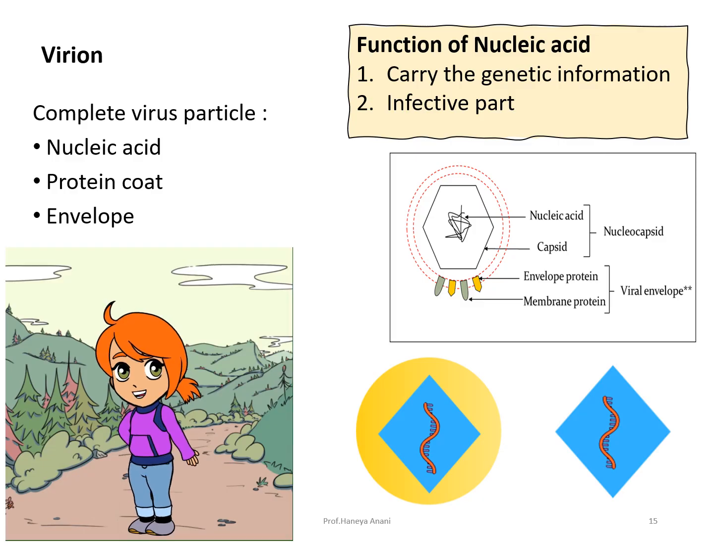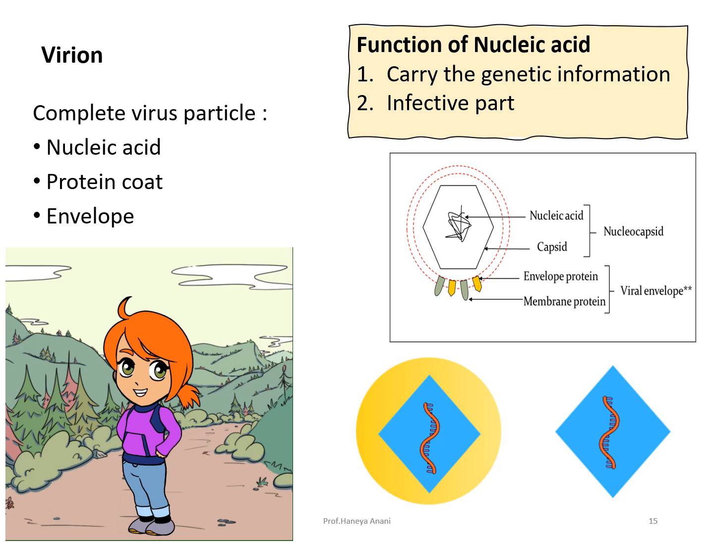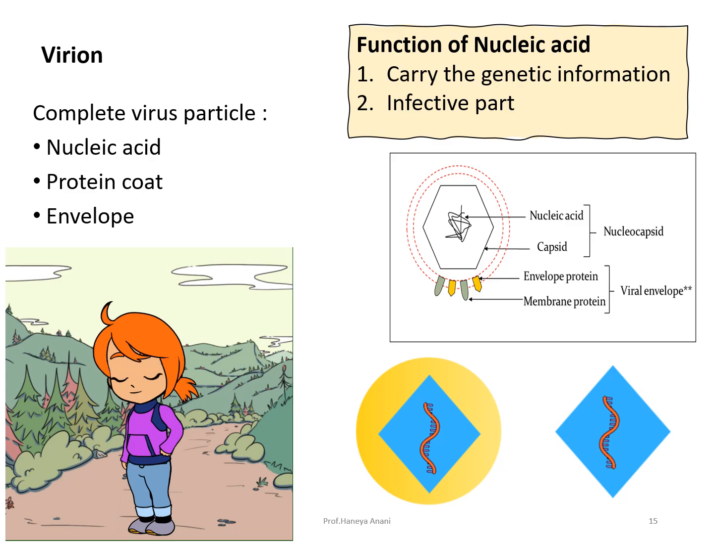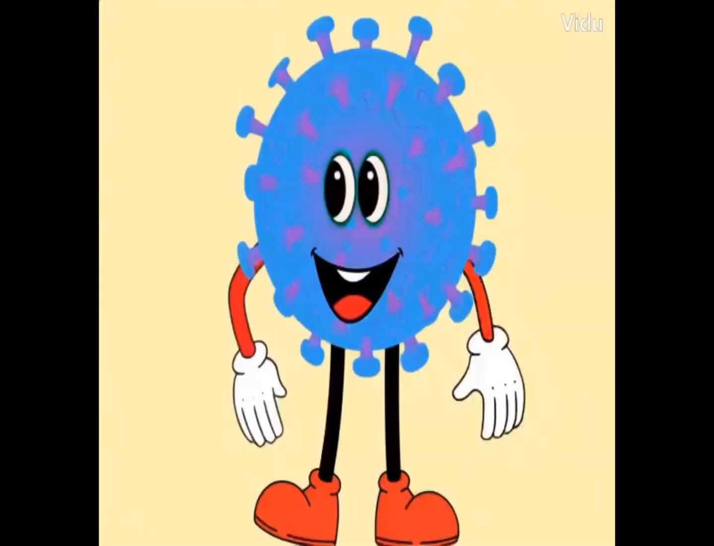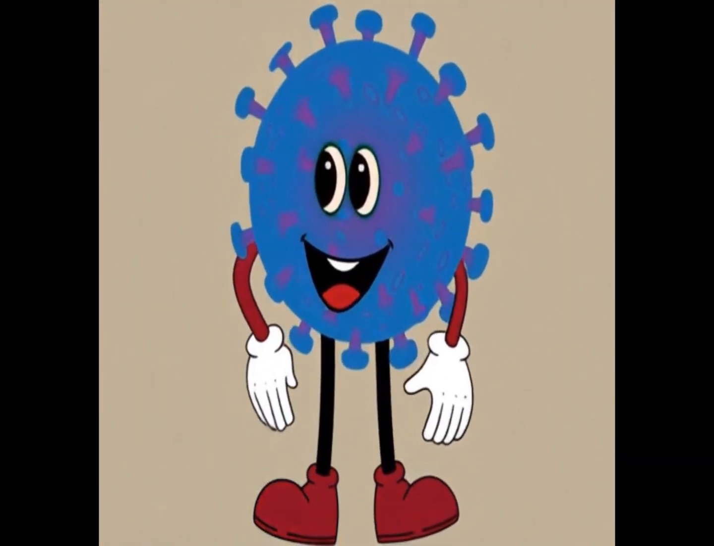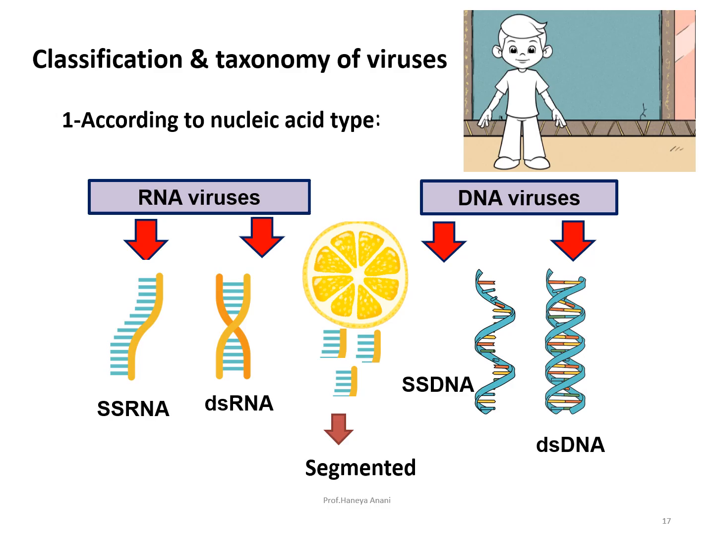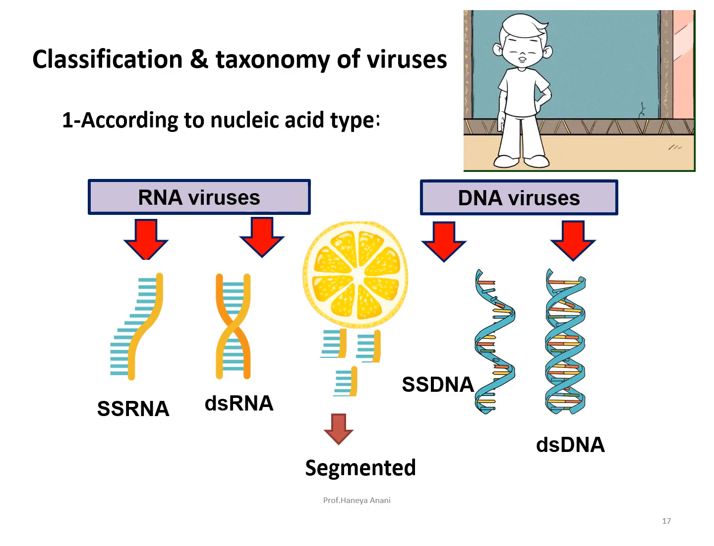Nucleic acid carries the genetic information and is considered the infective part of the virus. A virion is a complete virus particle: nucleic acid, protein coat, and envelope. What is the type of nucleic acid? We classify the viruses according to nucleic acid type into DNA, RNA, and segmented RNA.